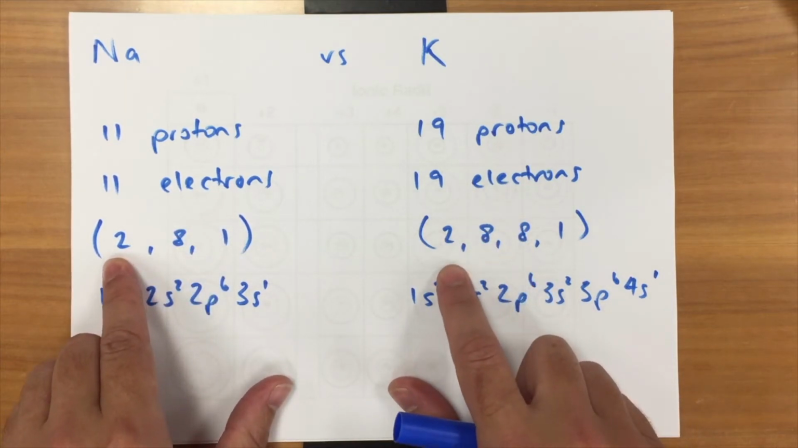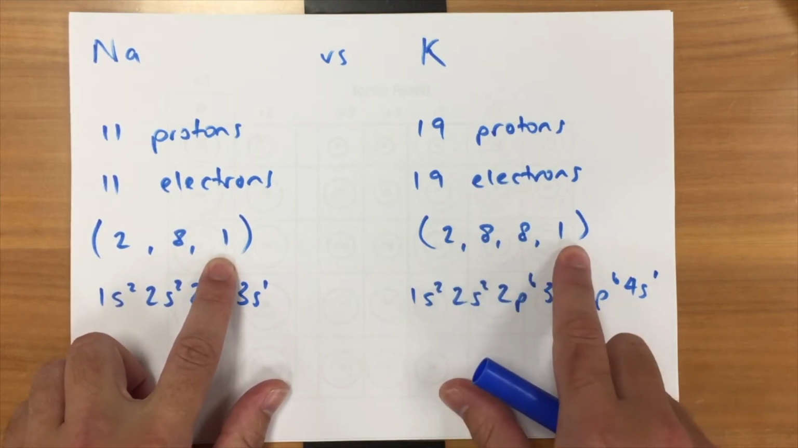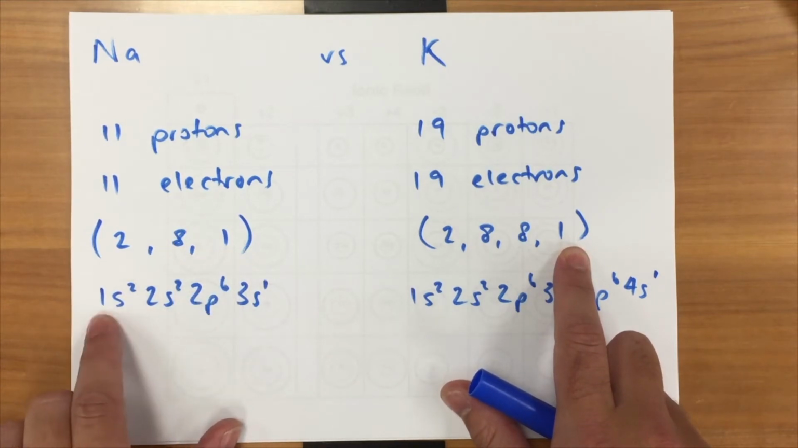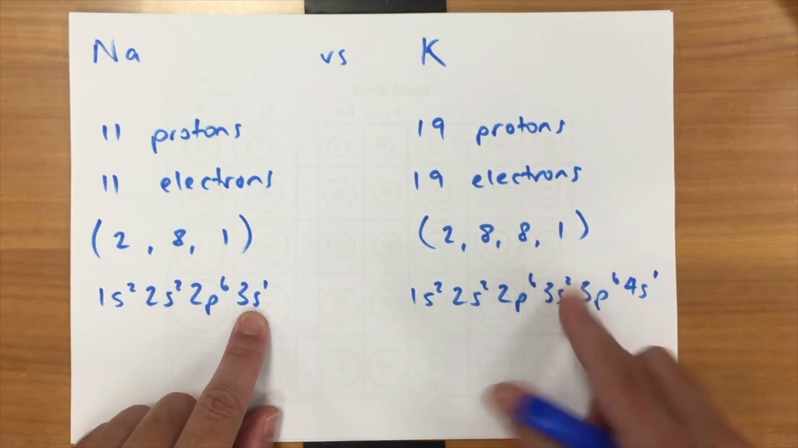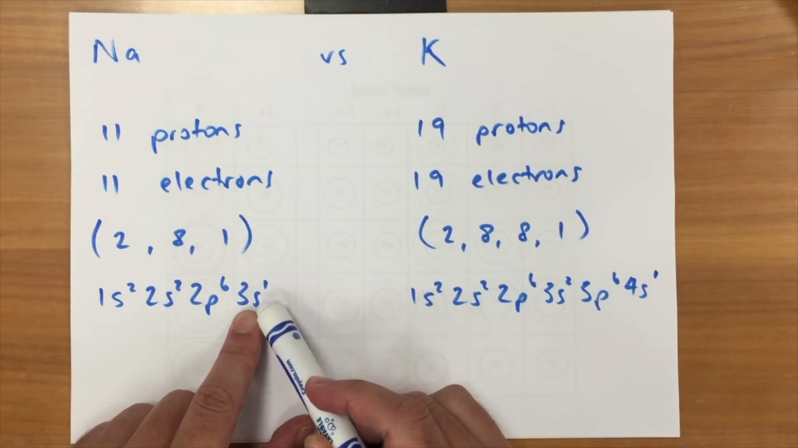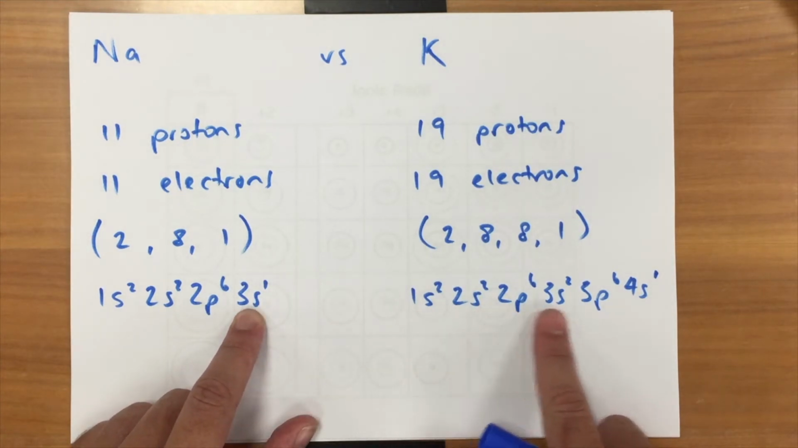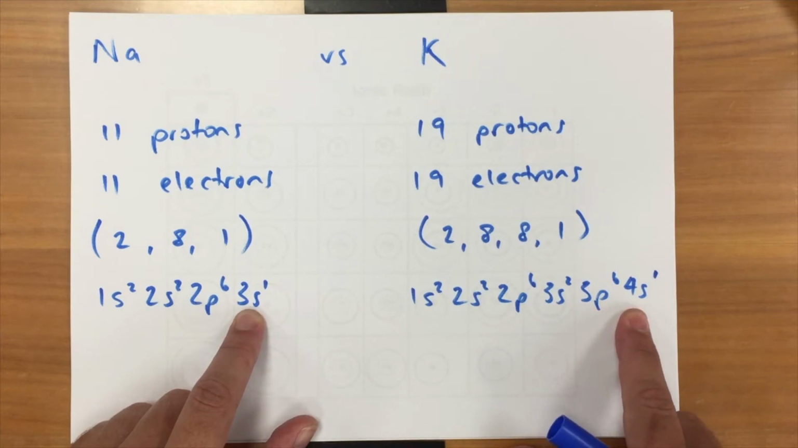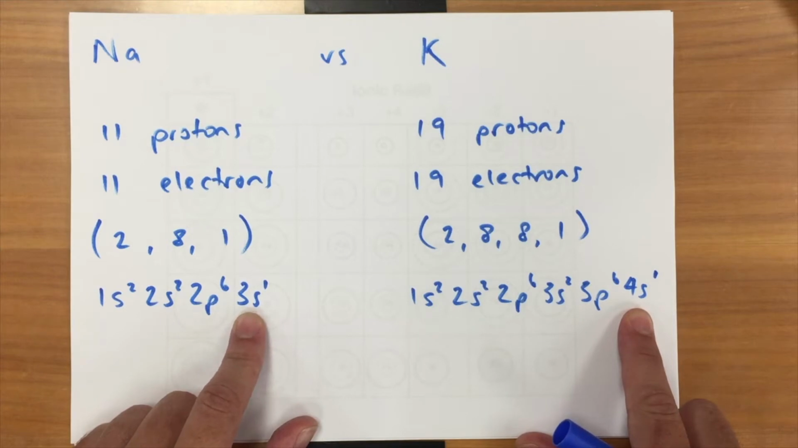The old way of writing them, 2,8,1 versus 2,8,8,1, or the new way of writing them, 1s2, 2s2, 2p6, 3s1, so valence electron in the third energy level, s subshell. And 1s2, 2s2, 2p6, 3s2, 3p6, 4s1, so valence electron in the fourth energy level, s subshell.